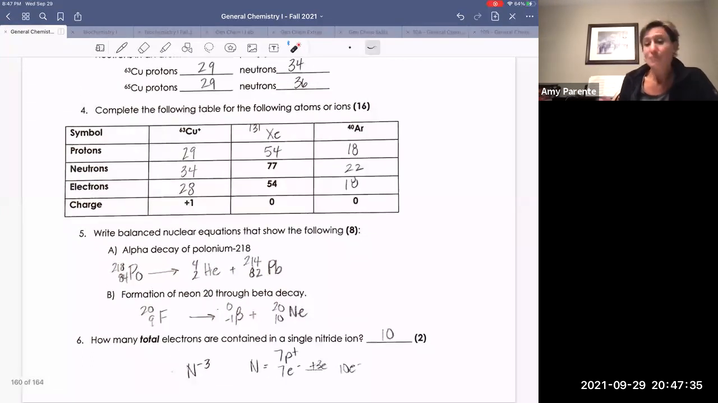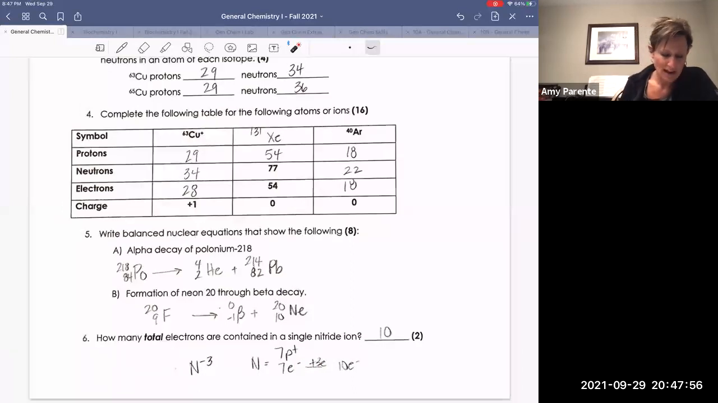Some combined skills with this little problem here. You needed to know what the nitride ion was, N3-. Then, knowing that nitrogen as just its atom would have 7 electrons, we add 3 electrons to it to make it have 10 electrons. And so that was the answer to that one.